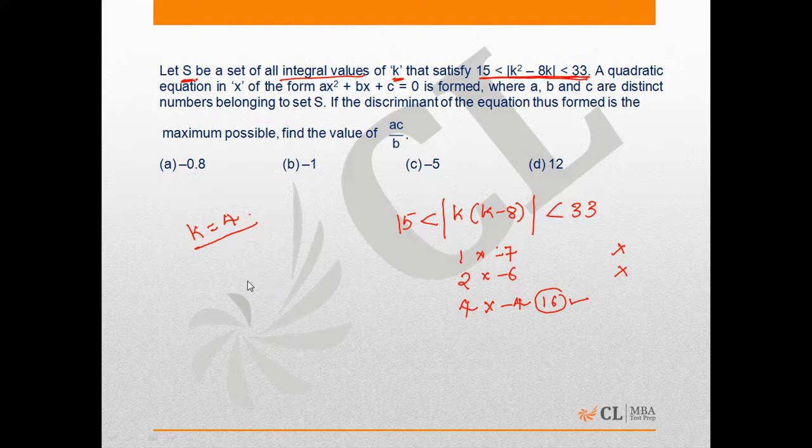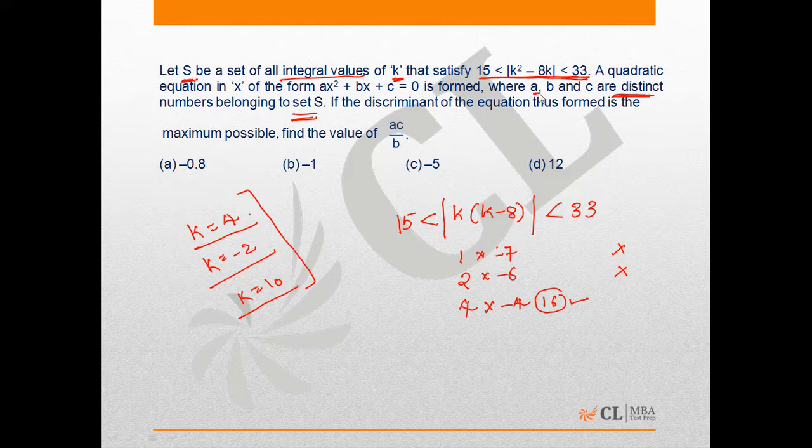Similarly, I can observe the value of k is minus 2 and the value of k feasible is 10. I cannot have any other value of k apart from these three. Okay. Now, here this equation ax square plus bx plus c is formed where a, b, c are distinct numbers belonging to the set S. So set S contains only three numbers, 4, minus 2 and 10, and a, b, c are distinct.